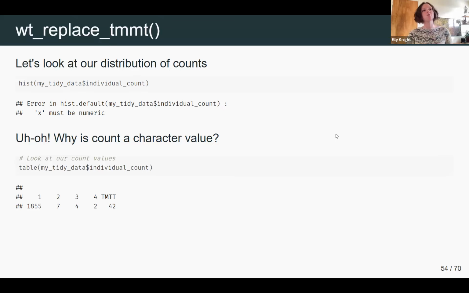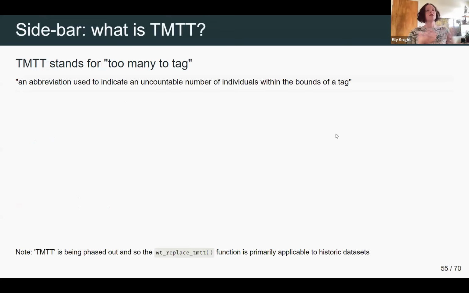Okay, well, if we look at our count values, we've got this TMTT character. There's value in here, and there's 42 of them in this data set. What is a TMTT? The TMTT stands for too many to tag, and in the guide, it's defined as an abbreviation used to indicate an uncountable number of individuals within the bounds of a tag. Basically, this is what a listener uses when there are just too many individuals in a particular task to try and separate them out. And so they'll often draw a box around a group of them and label it as TMTT. I will note the listeners are phasing out the use of TMTT. So this function primarily is applicable to historic data sets, but it is a good one to be aware of.